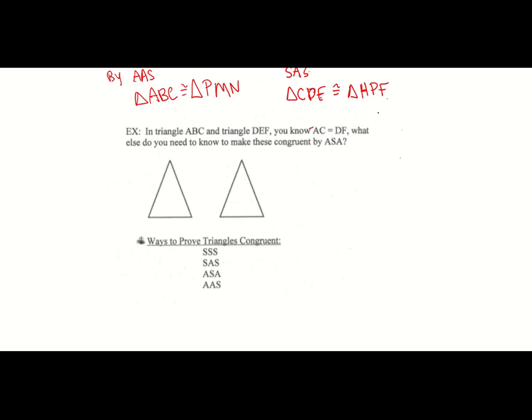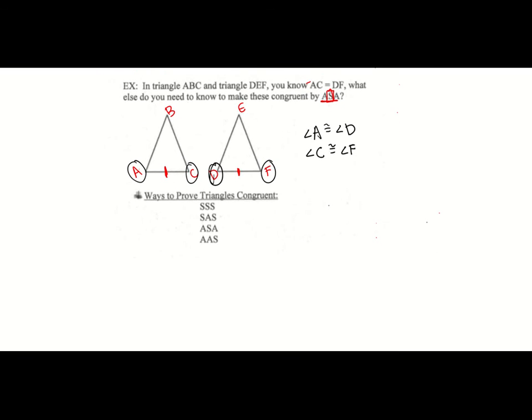Okay, so the bottom here is just a review of all 4 theorems or postulates we can use for our congruent triangles. And remember, if it spells a bad word, you can't use it. So these are our 4 options.